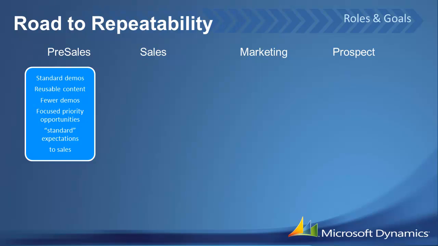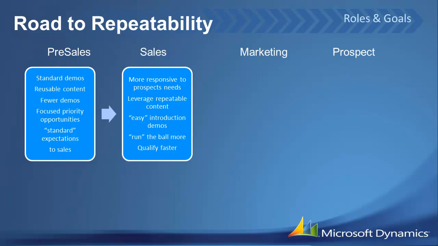It also allows our pre-sales people to be focused on priority opportunities, some of the bigger opportunities and the more complex ones. And we really also want to drive a standard set of expectations back to the sales team that says, okay, we'll do this set of demos, and we know what that is, and that's easy for us to deliver. We don't have to spend a lot of time getting prepped for that, and we're not going to wander around. We're going to go through a fixed path with that.